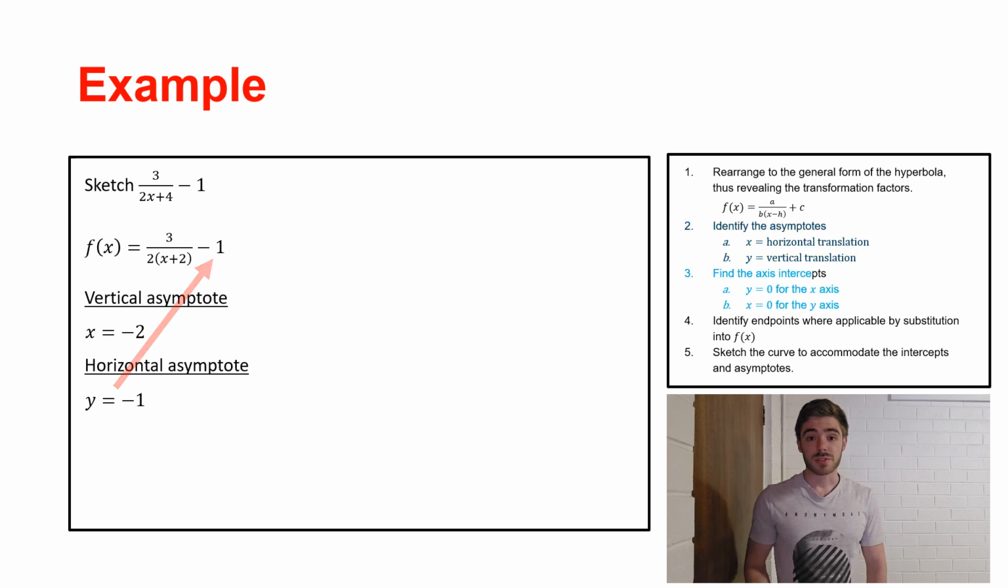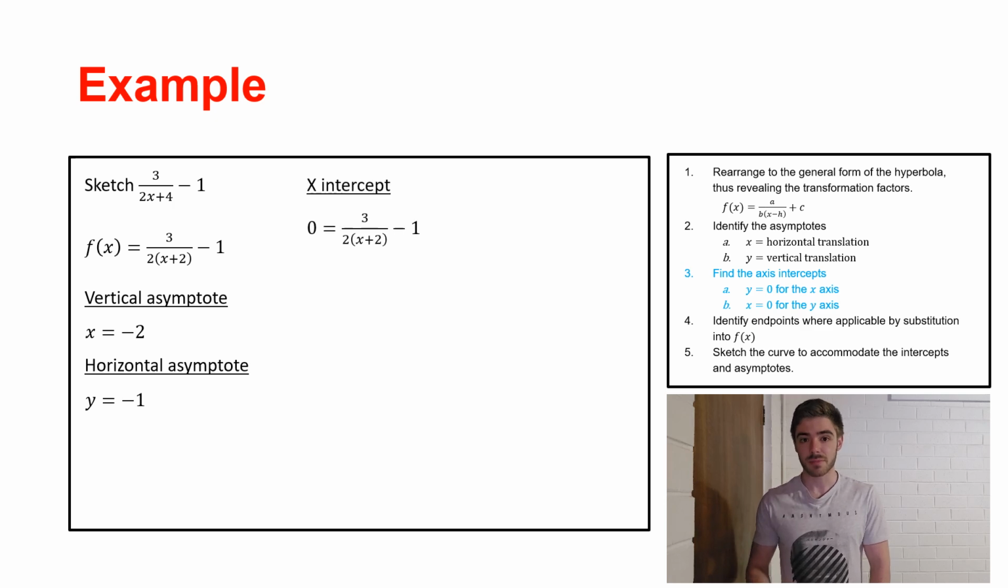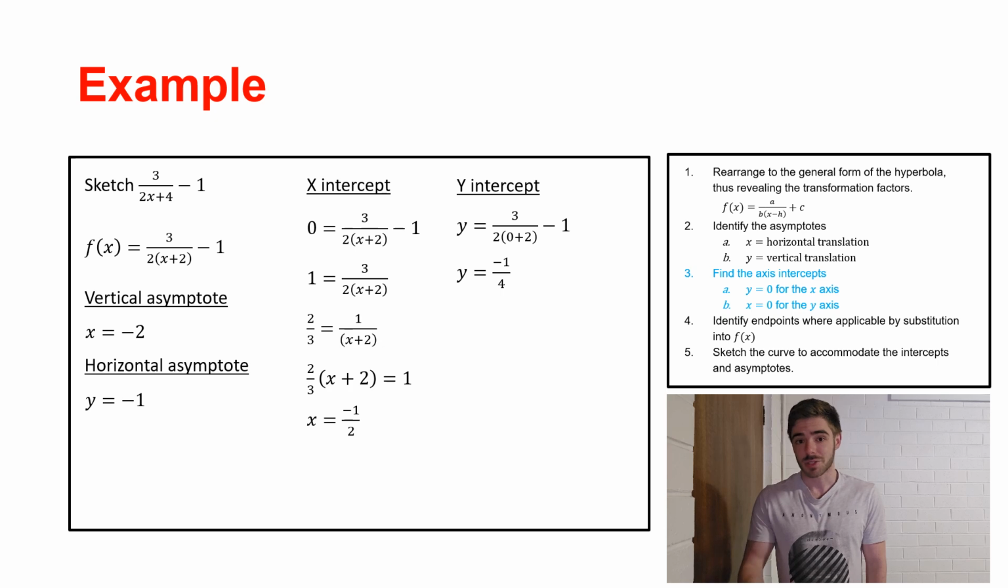Now we move on to solving the axes intercepts. There's nothing special going on here. When it comes to solving x-intercepts, you're just going to sub y equals 0. And after a bit of rearranging and cross-multiplication, you'll see that this basically just boils down to solving a linear. For y-intercepts, you're just going to sub in x equals 0. This is much quicker to solve.